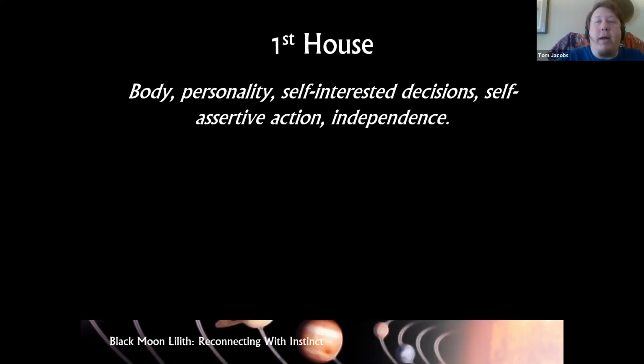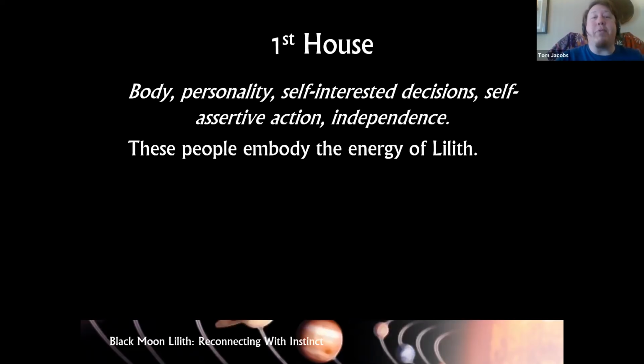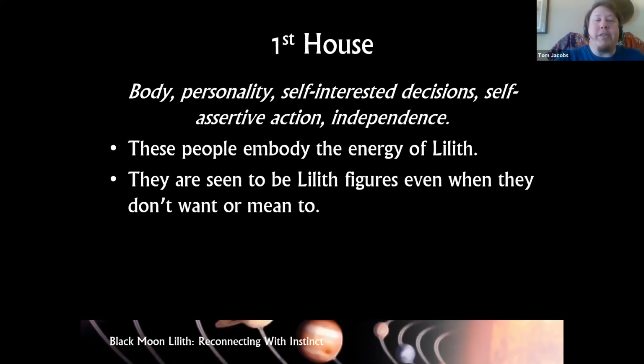All right, now, in the first house, these people embody the energy of Lilith. If it's the true black moon, the oscillating apogee, they are seen to be Lilith figures even when they don't want to or don't mean to. Any planet or point you have in the first house is something you're giving off unintentionally. So you're seen to be a Lilith figure even if you don't want to be. You walk into the room and Lilith is there.